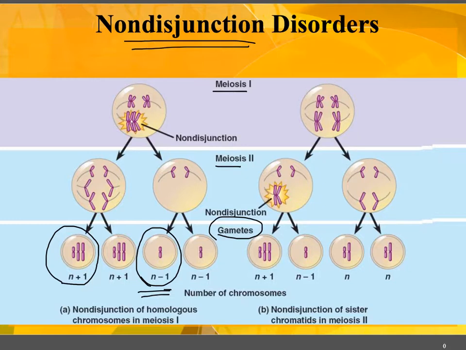Of course, in any of these non-disjunction disorders, and there are some other ones as well, there will be repercussions, there will be problems with body systems. Often there's developmental delays and mental retardation, but in many cases the person can go on to be part of society and play a role in their family.